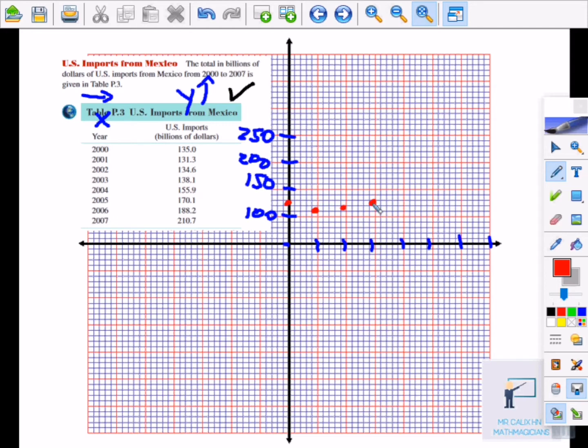The year 2004, 155.9. It's around here. The year 2005, 170. It's getting a little bit closer to 200. The year 2006, 188, a little bit closer. And the last year, 2007, it says 210 point something. And this would be your scatter plot. With this, we'll continue with our next exercise.